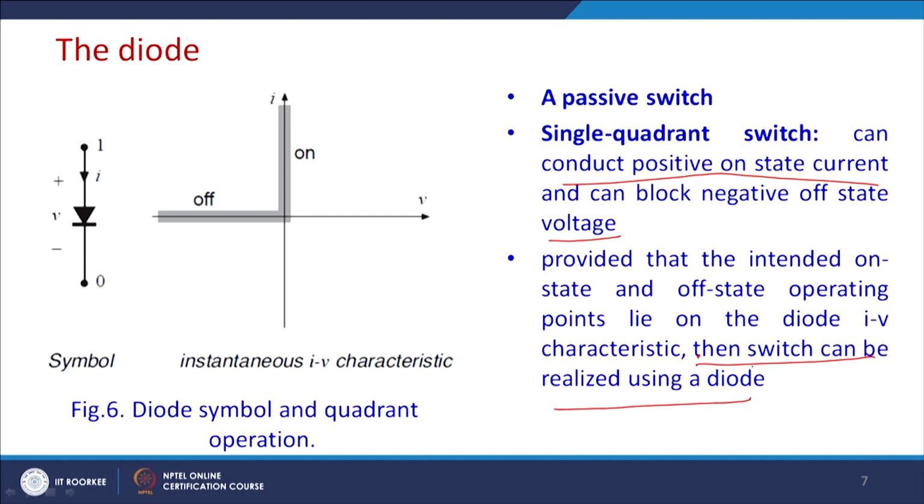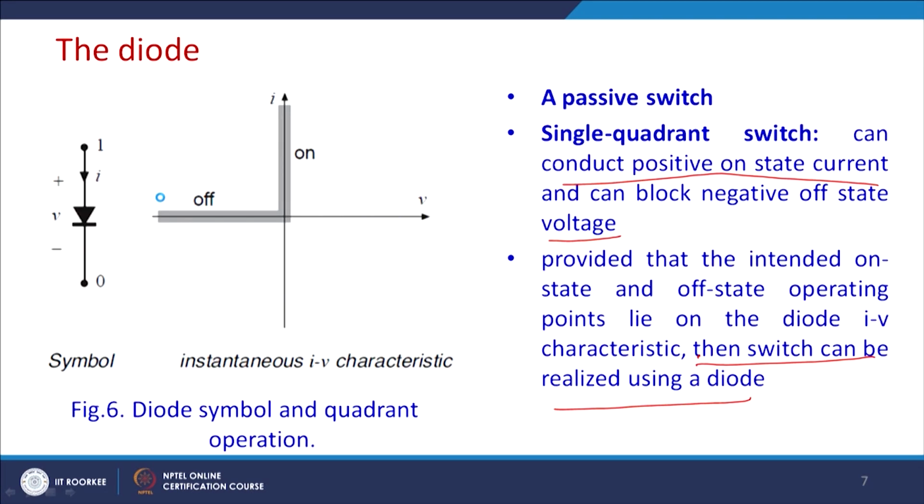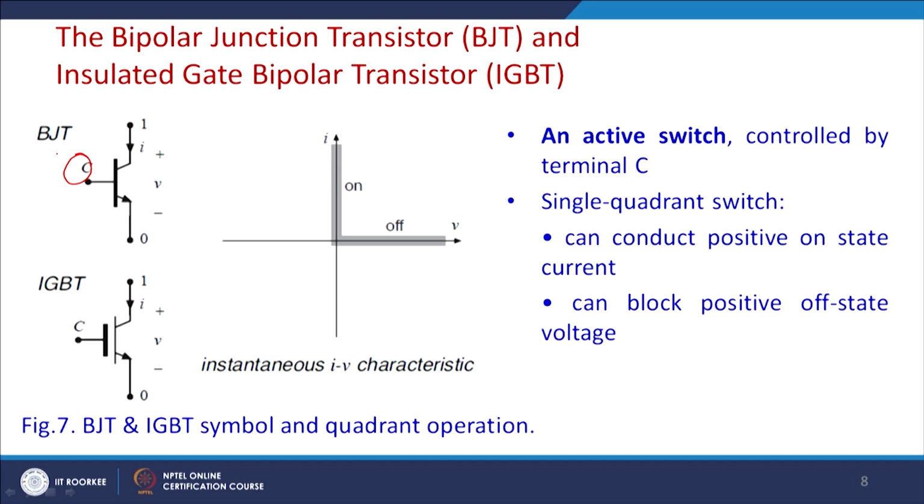Which switch can be realized by a diode? A simple SPST switch can be realized by the diode. Now, the same thing can be realized by an IGBT without anti-parallel diode, or the BJT. You can see that in the active region it is an active switch, so there is a third terminal available. It is also a single quadrant switch because current flows this way and the voltage blocking capability is this.